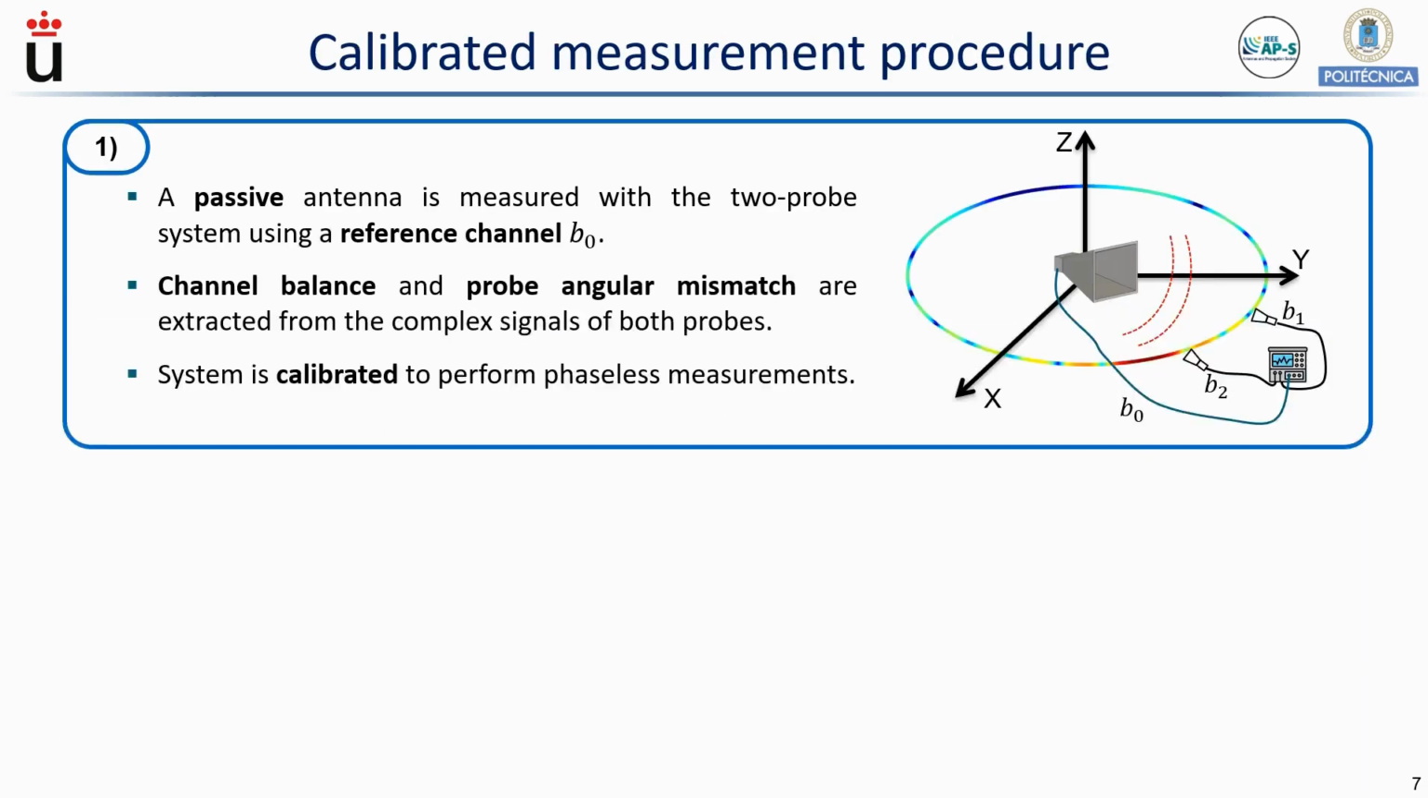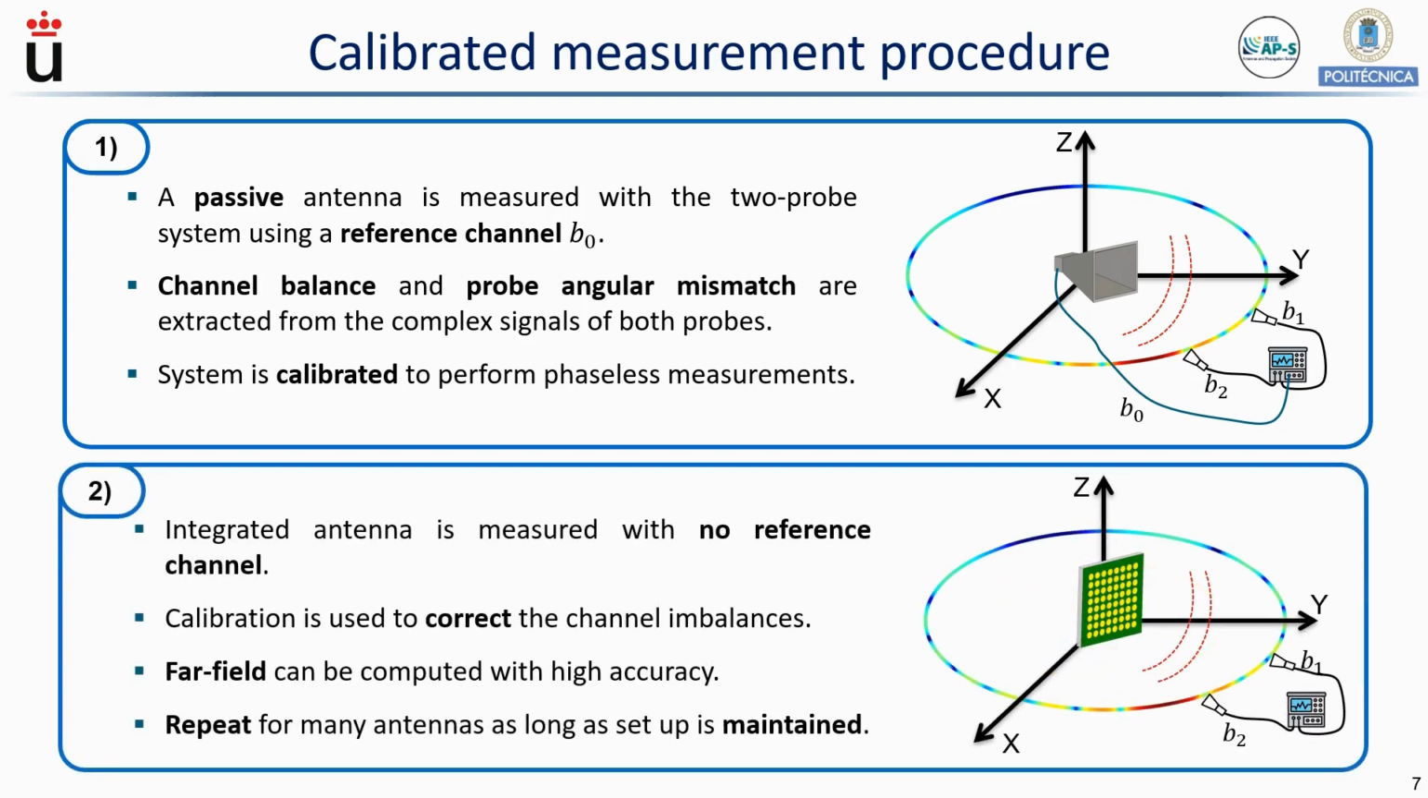After performing some simulations, we have observed that this whole process is very sensitive to any imbalance that may appear in the radio frequency measurement chains. So what we are proposing is a calibrated measurement procedure, which is based on a first step in which we are going to perform a measurement with a passive antenna with RF connector, so we can fully characterize this channel imbalance and obtain some calibration coefficients that we can apply to the subsequent measurements that we perform with the integrated antennas.